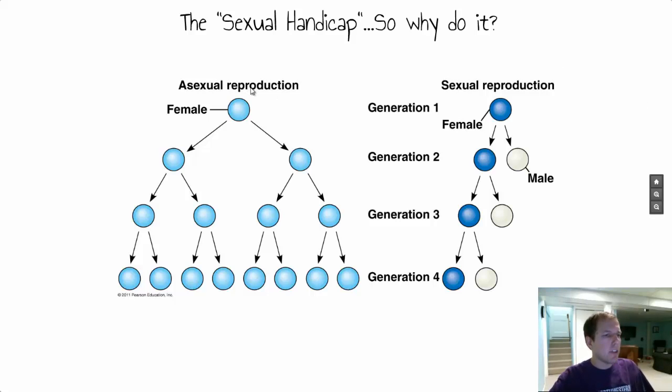When we look at the chart here, if we start with a single female, that single female divides, and then divides again, we can very quickly get exponential growth in terms of the size of the population. And if the ultimate goal is to reproduce and to see your DNA pass on, that's certainly most efficient.